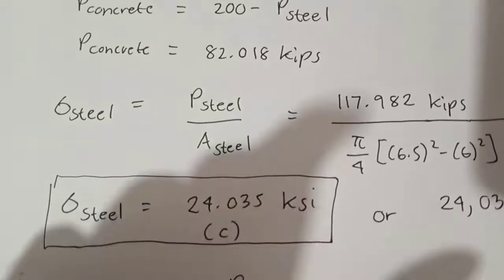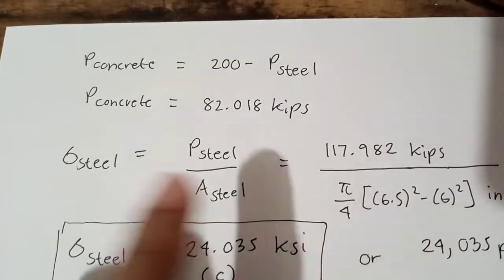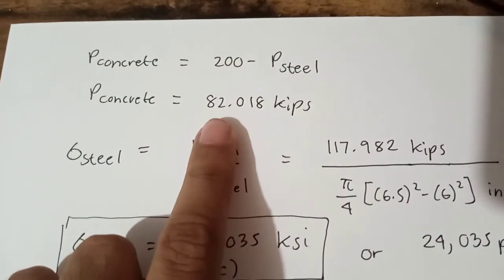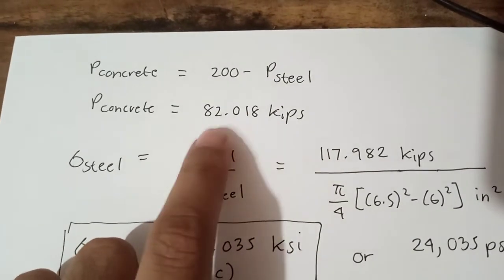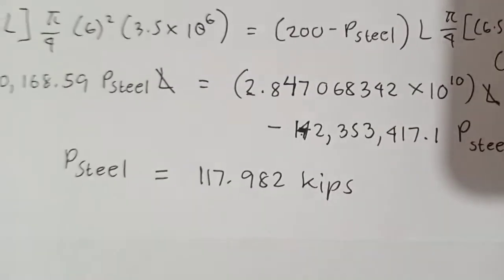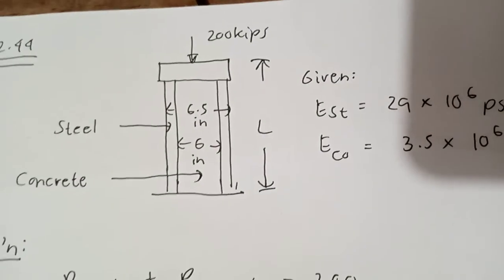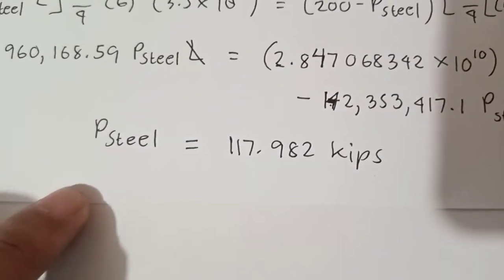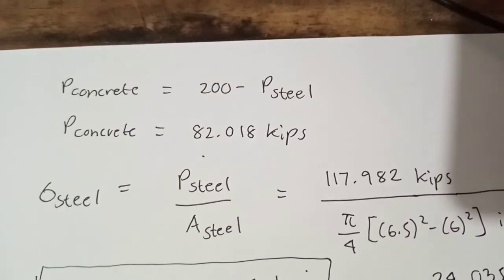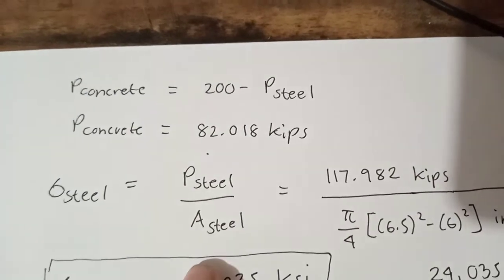And P concrete, 82.018 kips, is the part that is carried by the concrete. If you add 82.018 with the P steel, it should be equal to 200 kips. So just to check, 117.982 and 82.018, we get 200 back. So therefore, we might be correct.